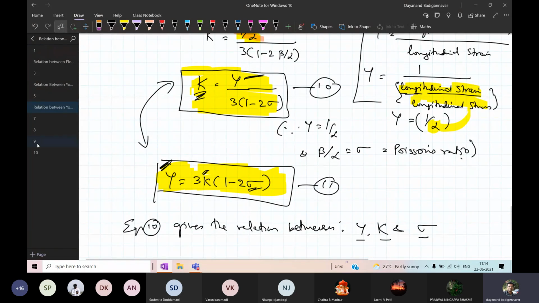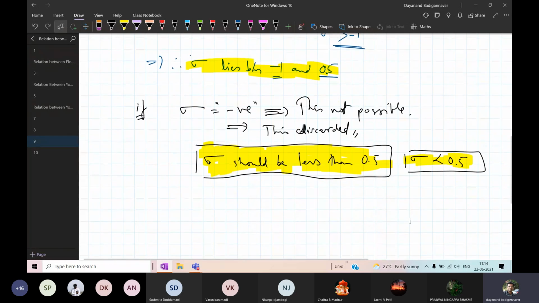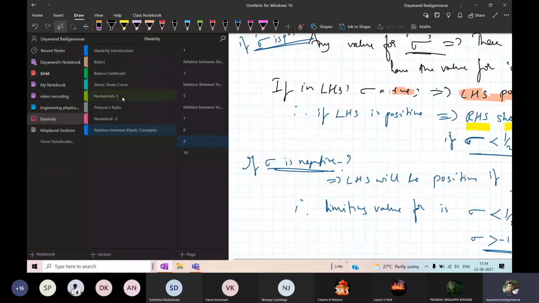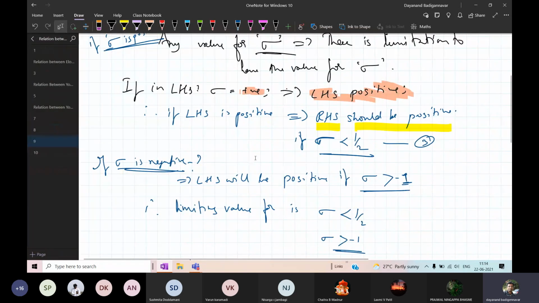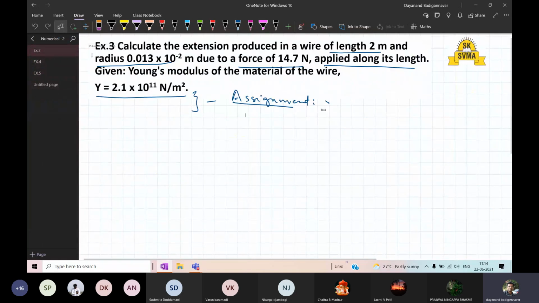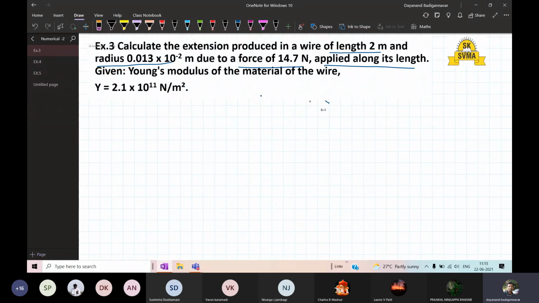Others may be asked for some 2 marks or 3 marks, like this limiting value. The rest may not be asked, but you should know those things as part of the syllabus. So this completes the elasticity chapter. Let us go for the remaining problems from the last class. In an earlier class I had given you this problem as an assignment. Most of you have solved it, if I am not wrong, and let us see the solution for this problem.